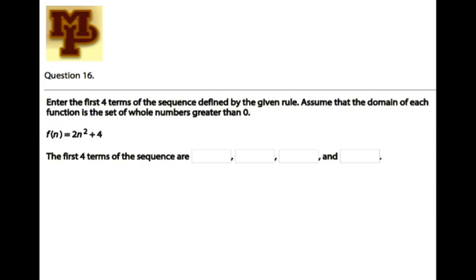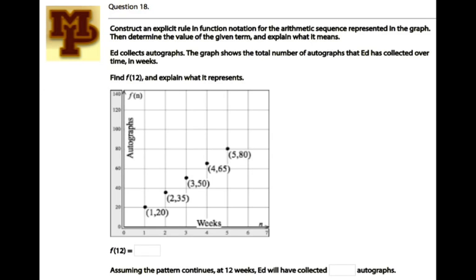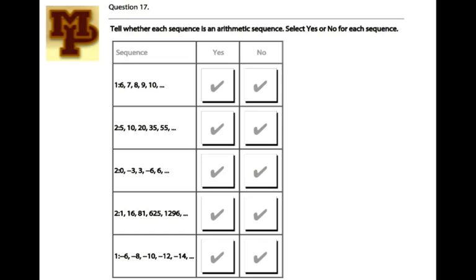Okay, next one is number 17, should be. It's funny how I keep skipping over it somehow. Okay, so we're looking for an arithmetic sequence. What you want to do here is look to see if they keep growing by the same exact amount, by what we call a common difference. So are they growing by the same amount?